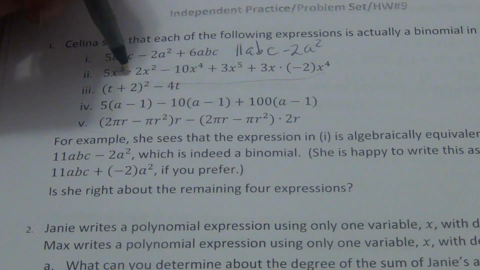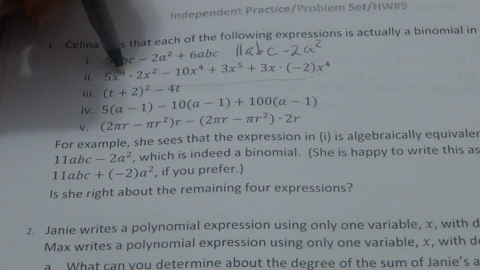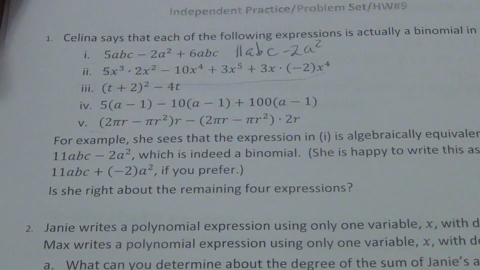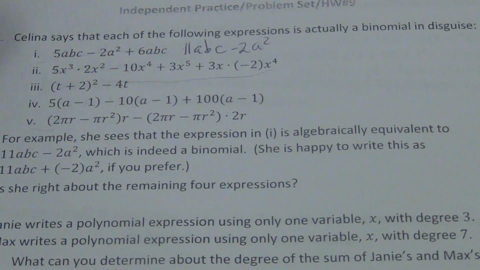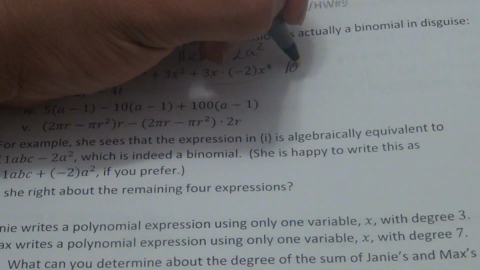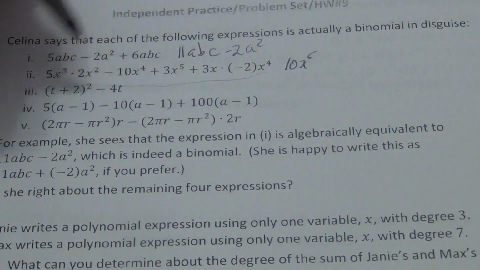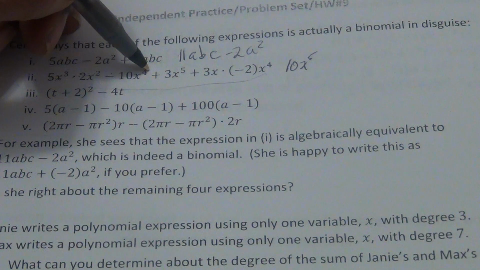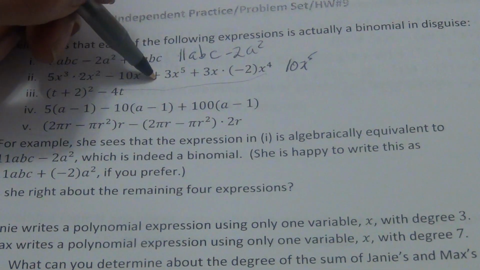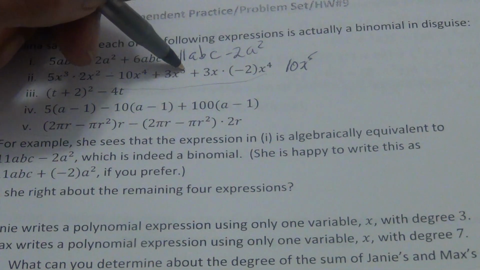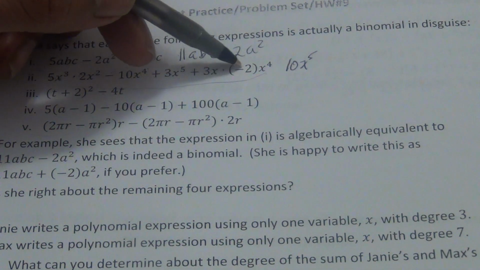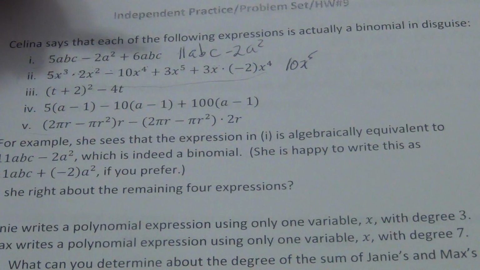So let's see now. This is the product rule. So 5x to the third times 2x squared is 10x to the fifth, right? So this is 10x to the fifth, minus 10x to the fourth, plus 3x times x to the fifth, plus 3x times negative 2. That's easy.